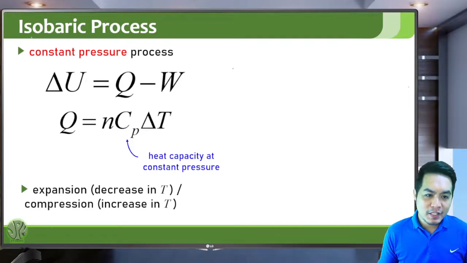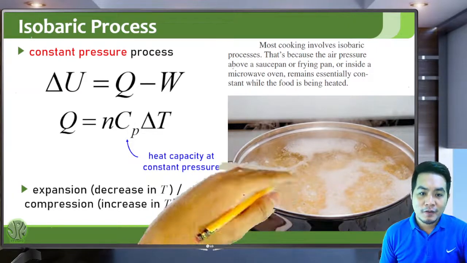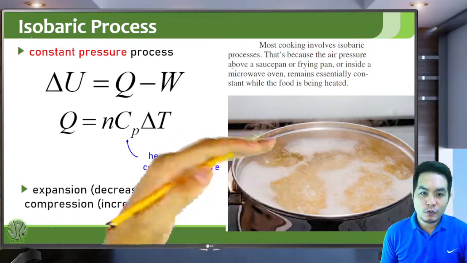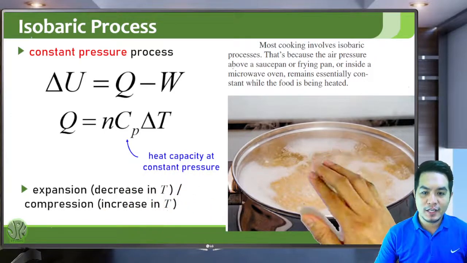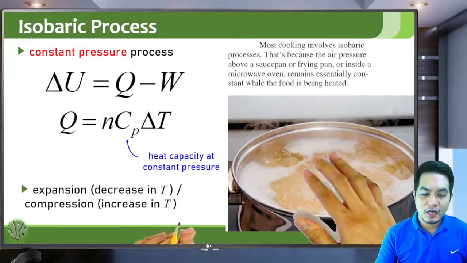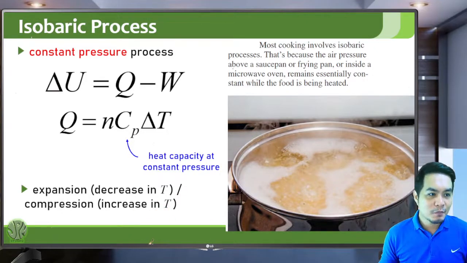So isobaric processes can undergo expansion and compression. When it expands, it decreases its temperature. When it compresses, it increases its temperature. Most cooking involves isobaric processes because we're just cooking at atmospheric pressure. So the pressure above your frying pan or your cooking pot is just the same as the pressure inside the pot, or inside your soup, or inside the food that you're cooking. So it's an isobaric process.